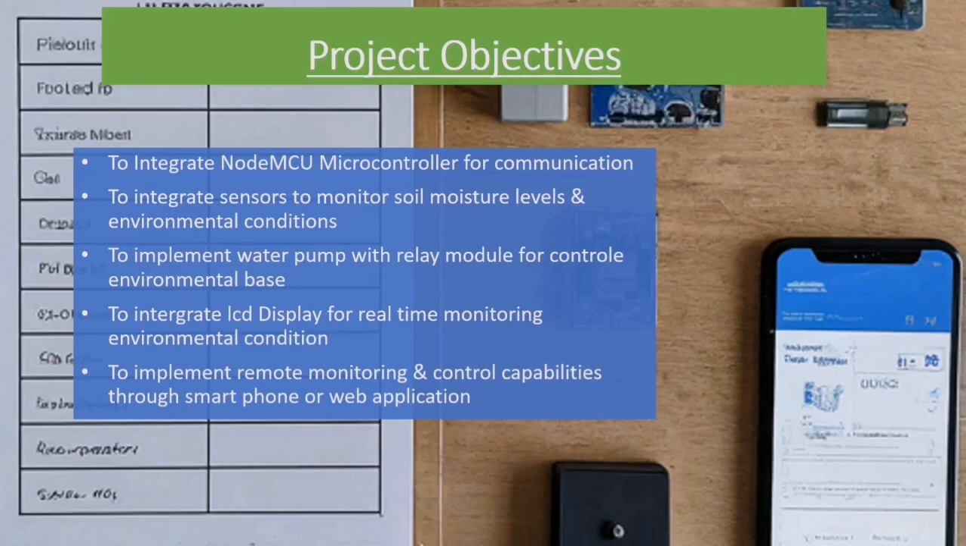Project objectives. In this slide, we will discuss the main objectives of our smart irrigation system. The NodeMCU microcontroller acts as the main controller, processing sensor data and controlling the water pump. The sensor provides real-time information on soil moisture, temperature, and humidity. The display provides local visualization and the Blynk app enables remote interaction, remote monitoring, and control.